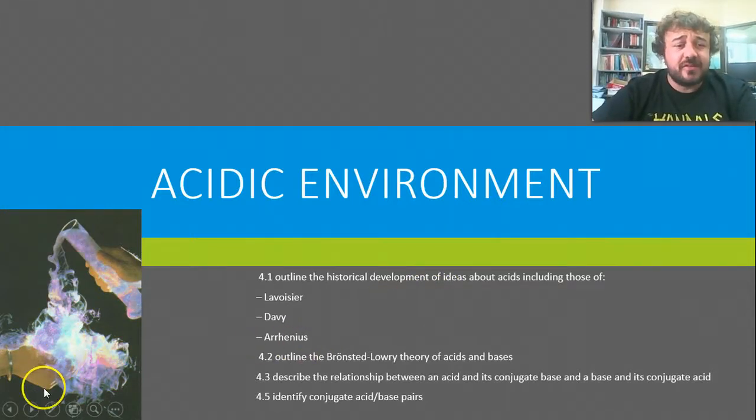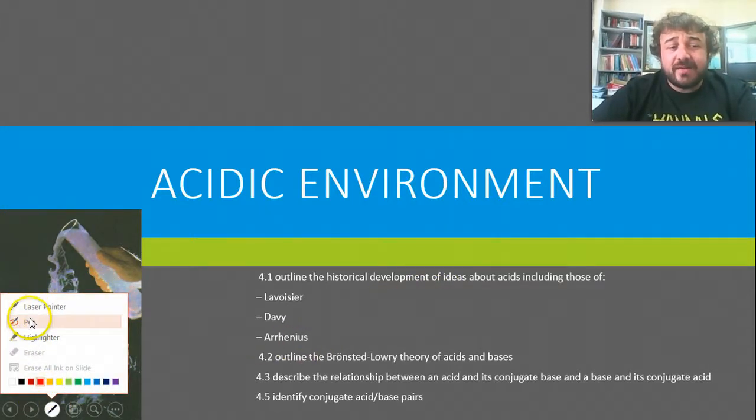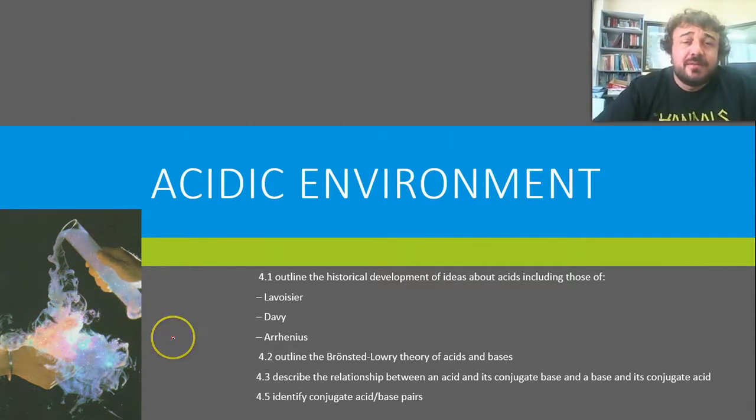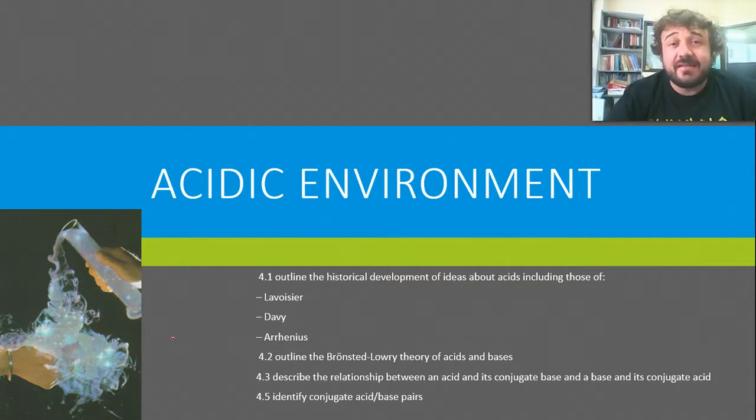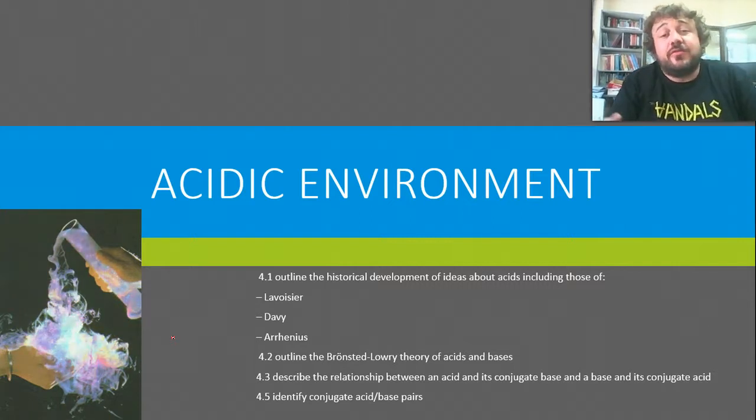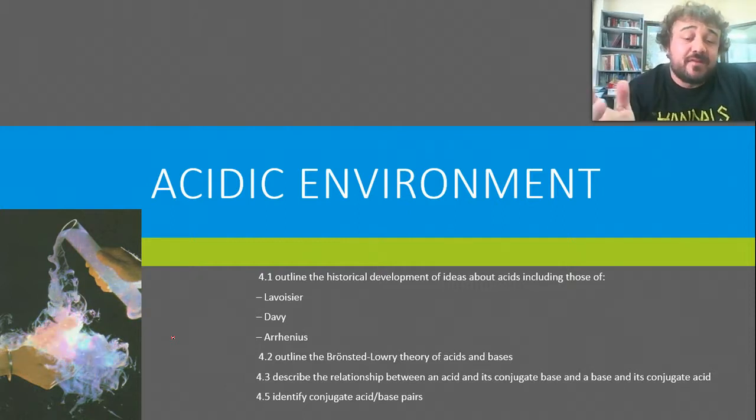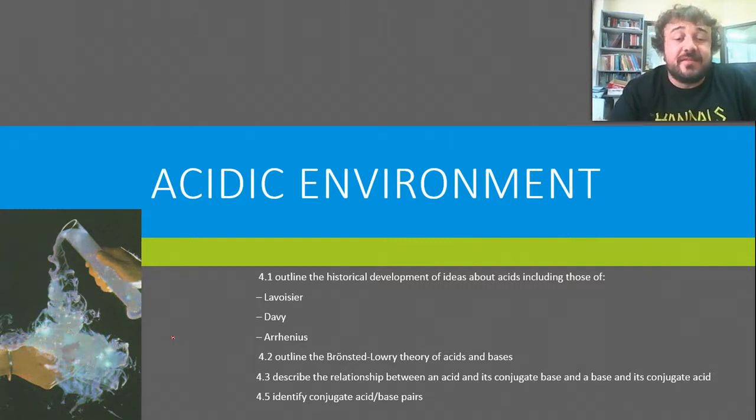Alright, chemists. So today we're about to get quite deep into acid theory, or the theory of acids. We're going to talk a bit about the history, and then we're going to talk about what the current idea is, or at least the idea that we work from a high school point of view. And we're also going to look at deciding what an acid and a base is according to the current theory, and something called conjugate bases and conjugate acids.